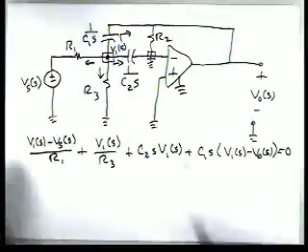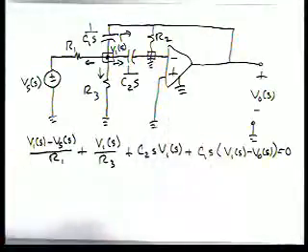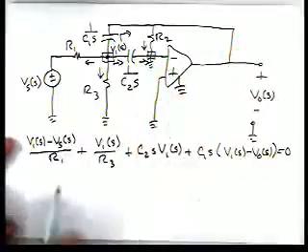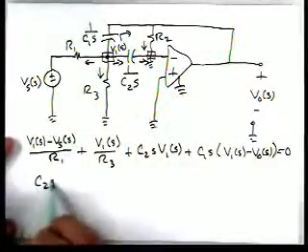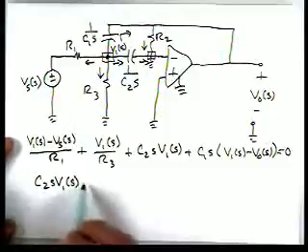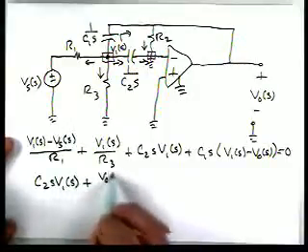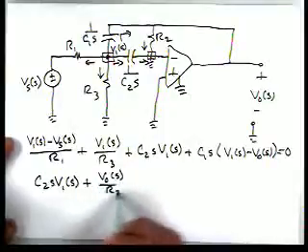Now let's apply KCL at this node. Let's sum currents entering. So we've got entering here and here. So we have C2S times V1 plus V0 of S over R2 equal to 0.